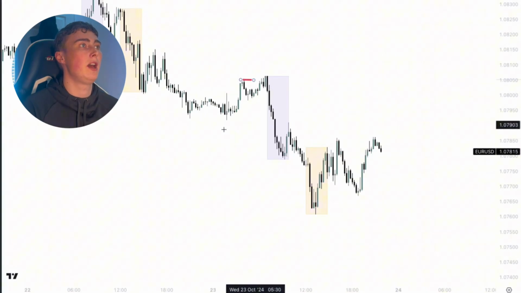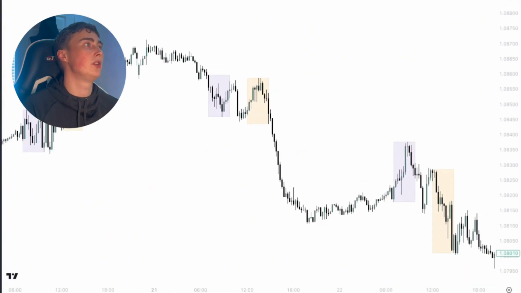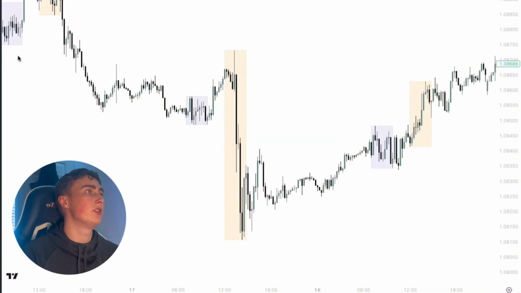We sweep out this old high, and then we go for this liquidity target within London kill zone. If we go ahead and look at this New York kill zone, you can see we sweep out this old high and then run to this old low. If you go to this New York kill zone here, you can see we sweep out this old high and we run to this old low.